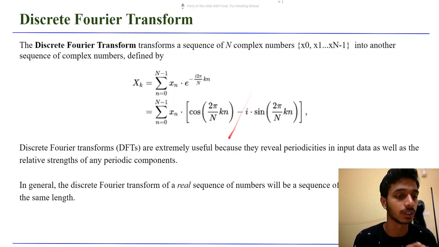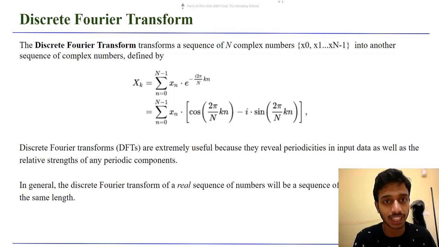While moving on, DFTs are extremely useful because they reveal periodicities in input data as well as the relative strengths or weights of each of the periodic components. This is one of the most important properties of DFT. In general, the DFT of a real sequence is a complex sequence of the same number of elements, or of the same length. There is a minor difference between DFT and DTFT.